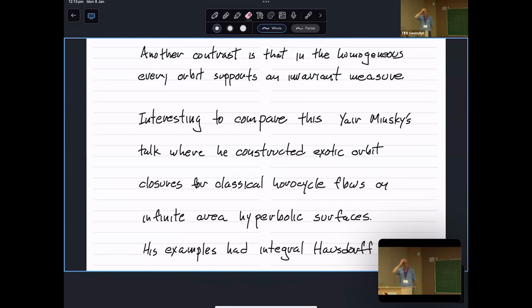Okay. So last week, speaking to those of you who were here last week, we had an interesting talk by Yair Minsky, where he was looking at exotic orbit closures for the classic horocycle flow on hyperbolic surfaces, but hyperbolic surfaces of infinite genus and infinite area. He constructed examples of exotic orbit closures, which also did not support invariant measures. Interestingly, in his cases, these orbit closures were kind of complicated sets, but they had integral Hausdorff dimension instead of fractional Hausdorff dimension.